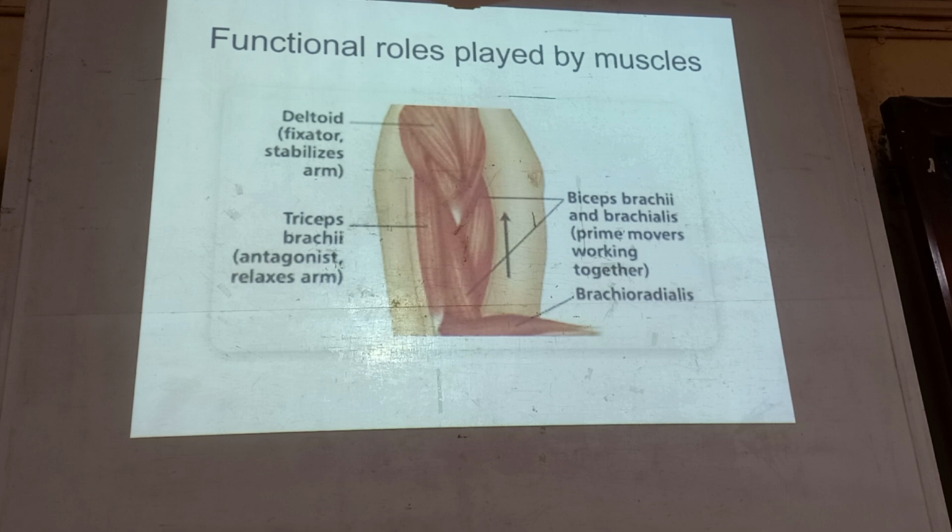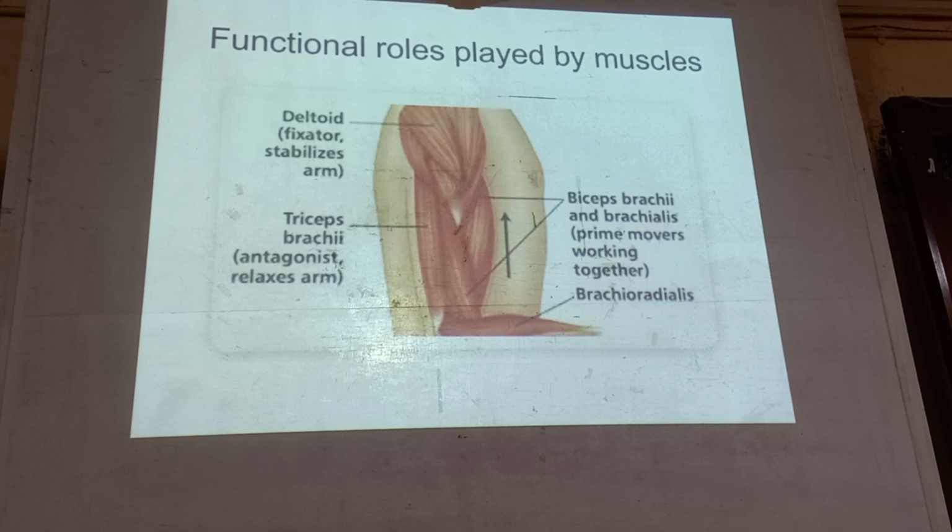Prime mover can be one or more than one. Synergist can be one or more than one. Antagonist can be one or more than one. But fixators are always many. Fixators cannot be one, because one will move the joint. Two opposing groups of muscles can stabilize the joint. Is this clear?